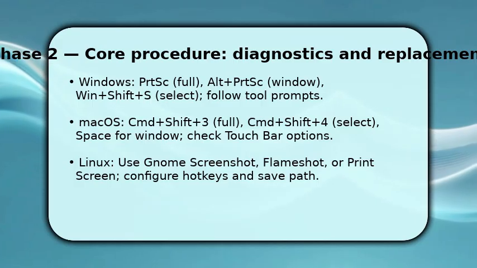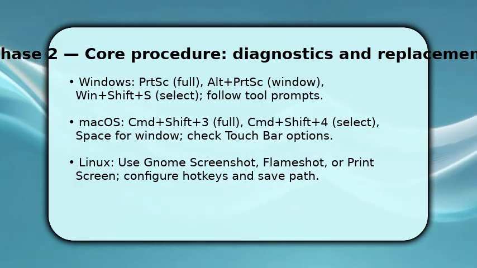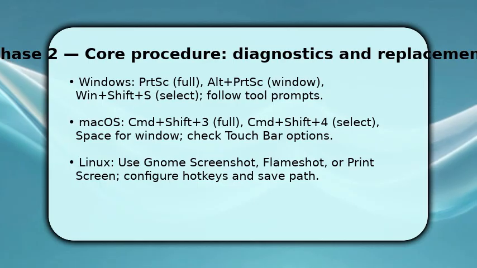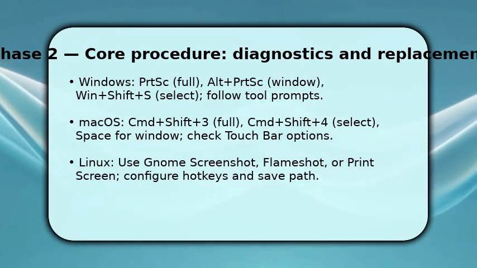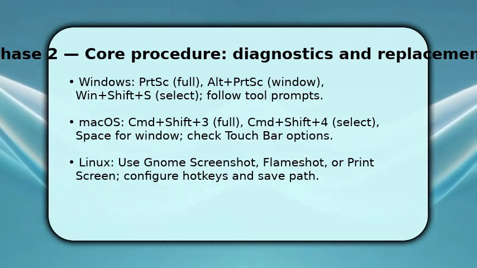On Linux, launch Flameshot for annotation, then drag and save. Make sure to name and place the file logically. That saves time later when you need to find or share the image.